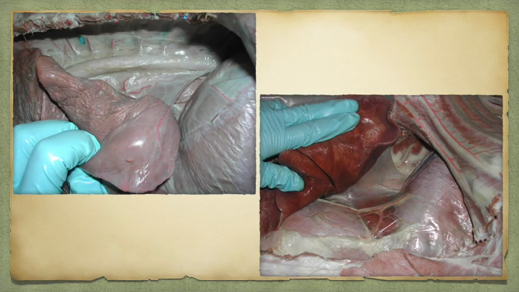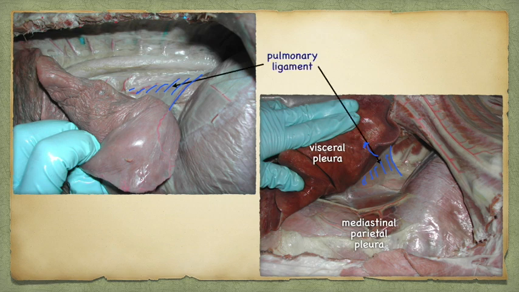Now I mentioned back here at the caudal lobe of the lung, we have an area where the mediastinal pleura becomes continuous with the visceral pleura. So in this image here, we are reflecting the lung dorsally, and we can see this attachment right in here. And here we are reflecting it ventrally, and we can see that attachment right in here. Okay, that is known as the pulmonary ligament. So it's just a fold of that pleura.